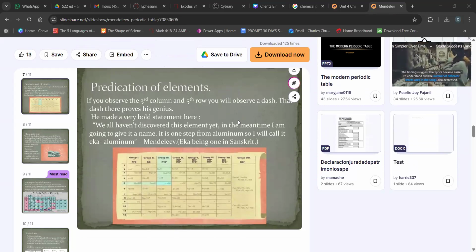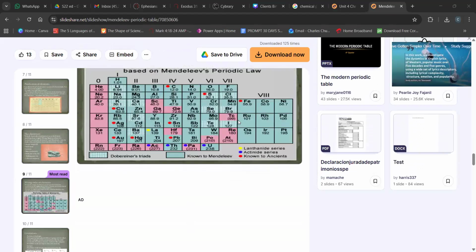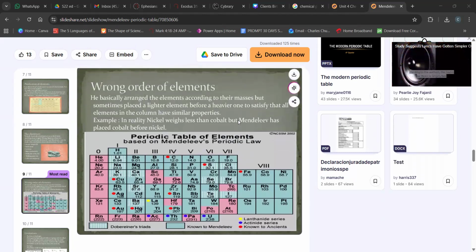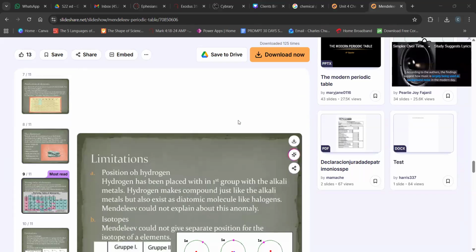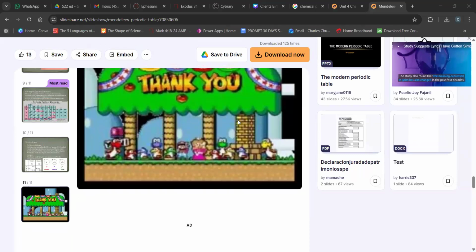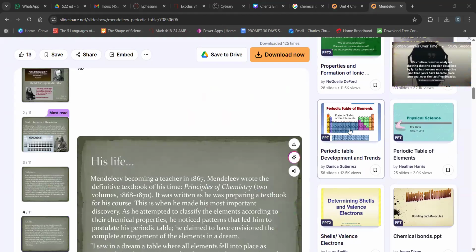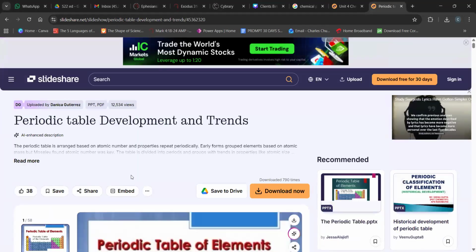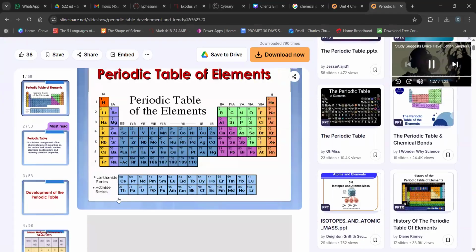Okay, all right. So let me see if we have any. I don't know. Is this clear enough? Okay. Can you see the, oh, this is not the right one. Let's go for the right one. Mendeleev. Periodic table. Okay. I think this is it. I want one that would help us to see the trends. Periodic table development and trends. Okay. Can you see my screen?